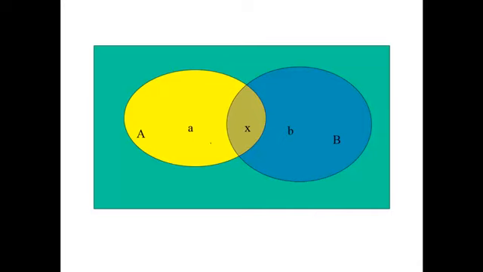Now I set up some notation here. Little x is going to be the number of elements that these sets have in common. Capital A is going to be the number of elements in the yellow set A. Little b is the number of elements in the blue set B.